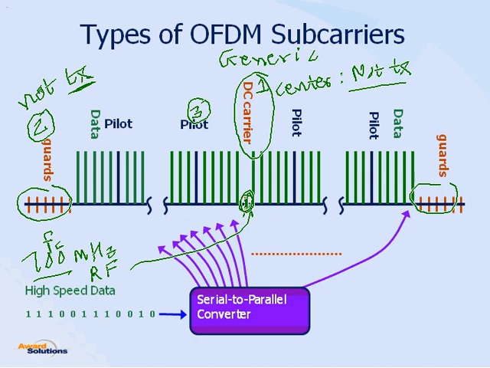Another type of subcarrier is pilot. Who will answer this question? How do we use pilot in a 3G system, let's say 1X or DO or UMTS? What is the use of the pilot channel in 3G? Okay, synchronization. Very good. That is one of the functions of the pilot channel.